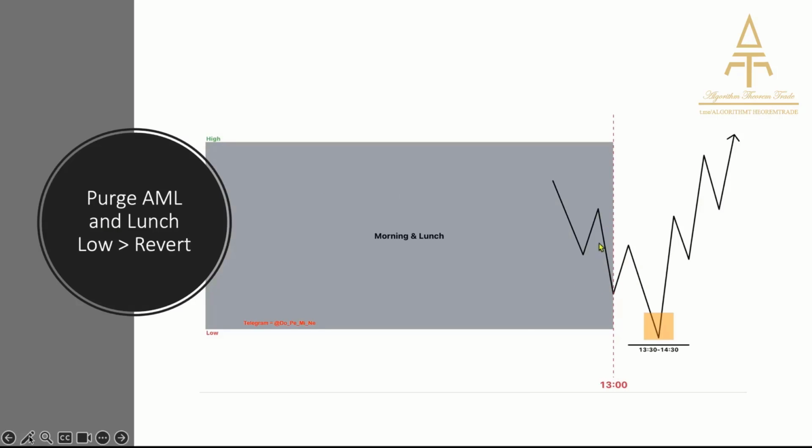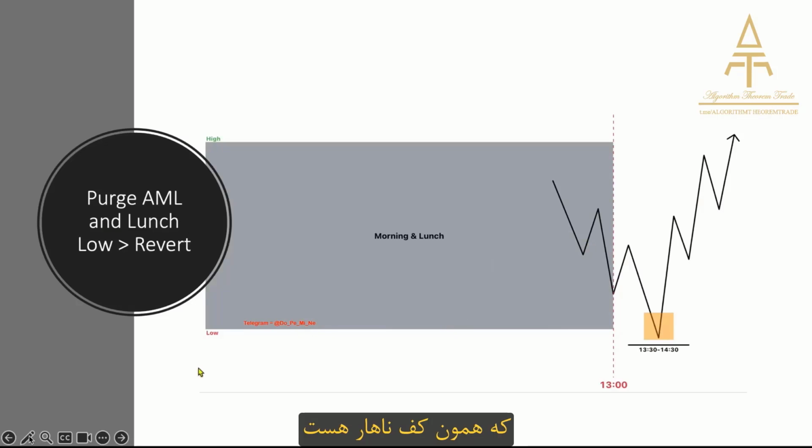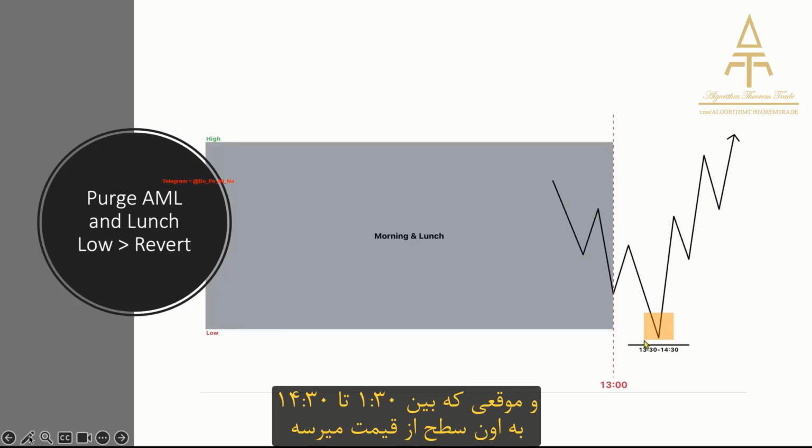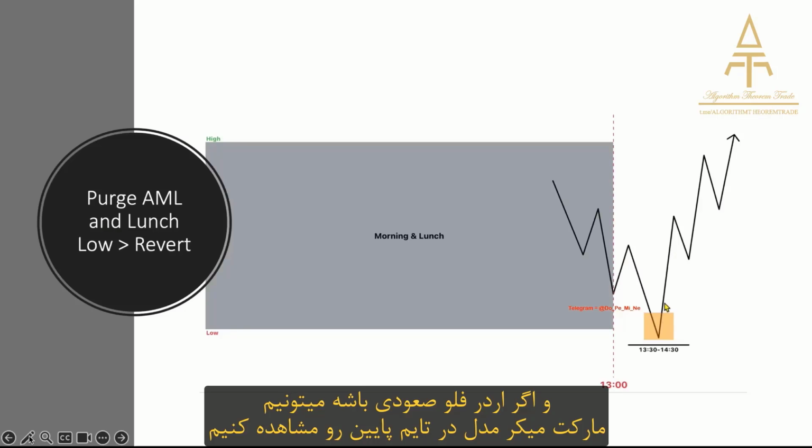So therefore, we can anticipate that the market will try and seek the nearest possible key sell side liquidity, which is below the lunch low. And the moment it gets reached between 1:30 and 2:30 p.m., we will be looking for a smart money reversal to occur below that low, from which a market maker buy model can unfold if the higher time frame order flow is bullish.